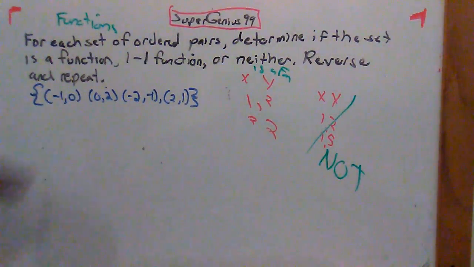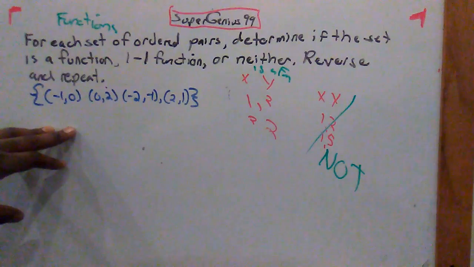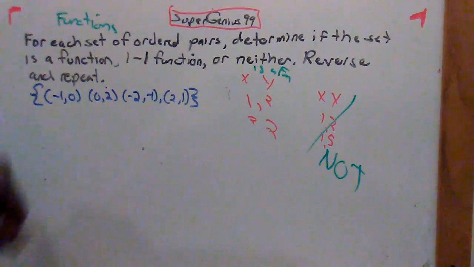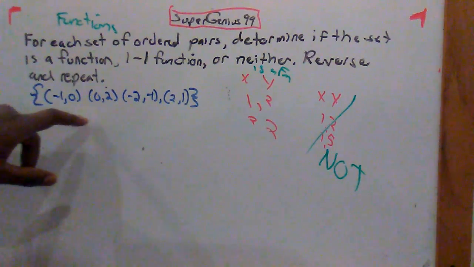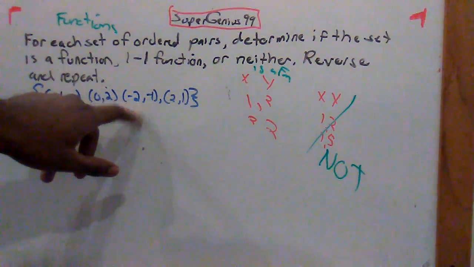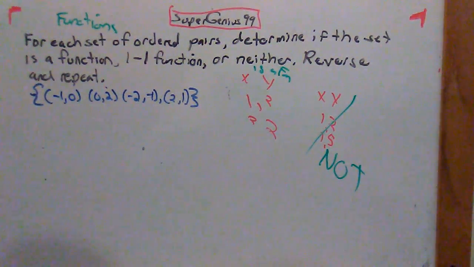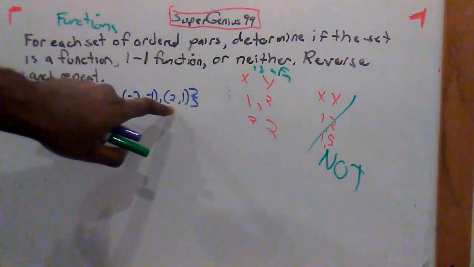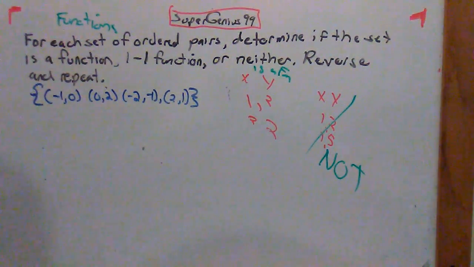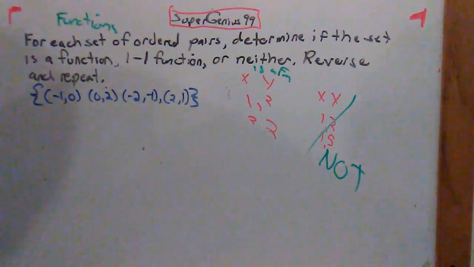Okay, we have a new set of values on the board. So first question, is this a function? And the values are negative 1, 0, 0, 2, negative 2, 1, 2, 1. Okay, so first of all, is it a function? Well, ask yourself, do the x values repeat? Negative 1, 0, negative 2, positive 2. None of your x values repeat. It's automatically a function.